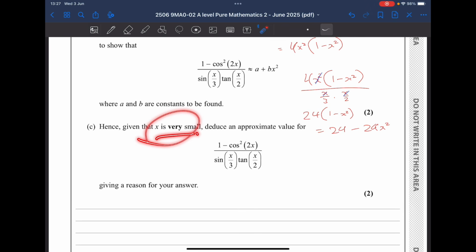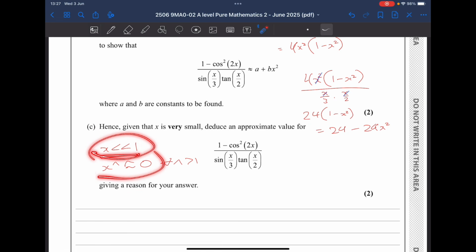Given that x is very small, we want an approximate value for this thing. Generally, you're going to write that as x is very much less than 1. So in that case, I'm thinking it's basically 0. So effectively, we can say that x to the power of n is roughly 0 for all n bigger than 1. If you've got a power bigger than 1, you're squaring it, cubing it, even like 1.5, you're making the number smaller if it's less than 1. And what we're saying is it's so small already, when we do powers of it, it's just gone away.